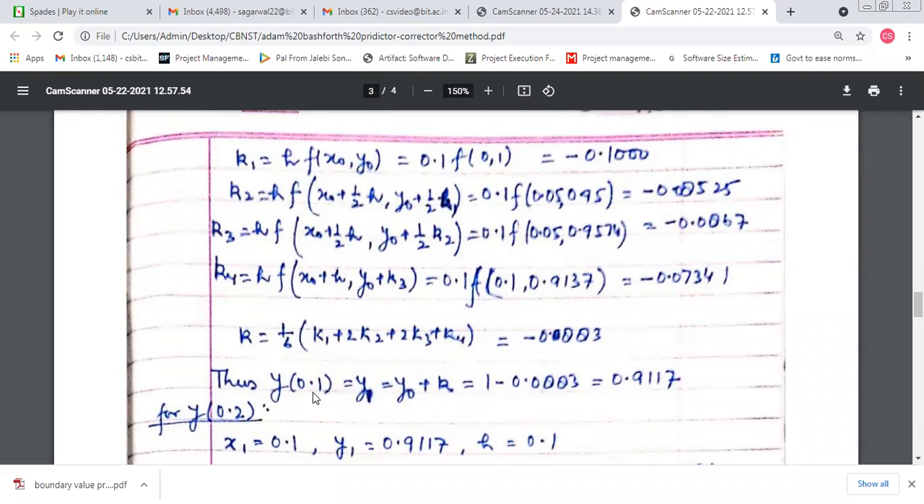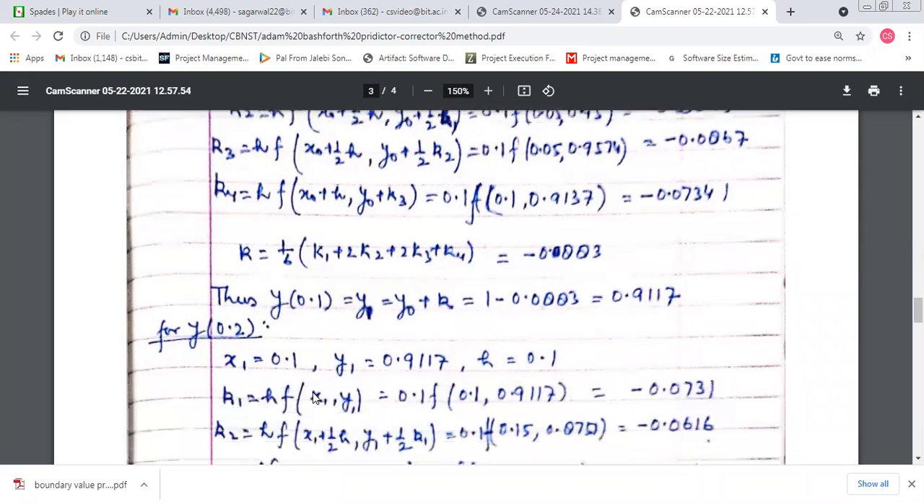Similarly, you have to find out the value of y 0.2. So y 0.2 again has to be found with the help of the Runge-Kutta method. Now here x1 will be 0.1 and y1 we have just got, it is 0.9117, and h is equal to 0.1. So k1 will be equal to h f. Now these two values will be the initial condition for obtaining y 0.2.